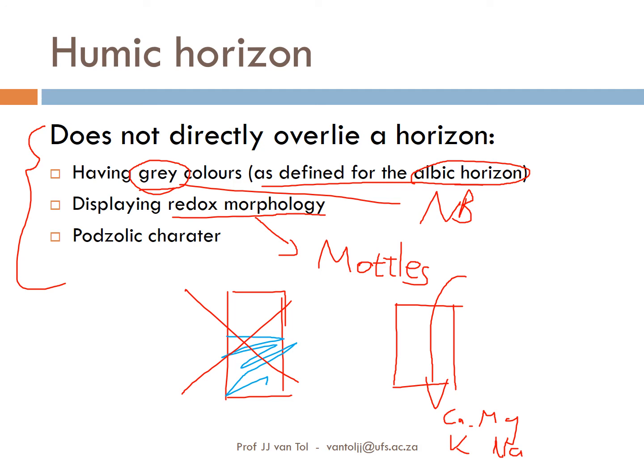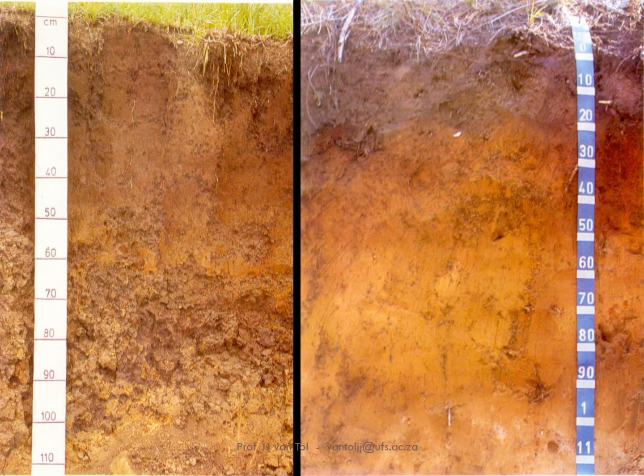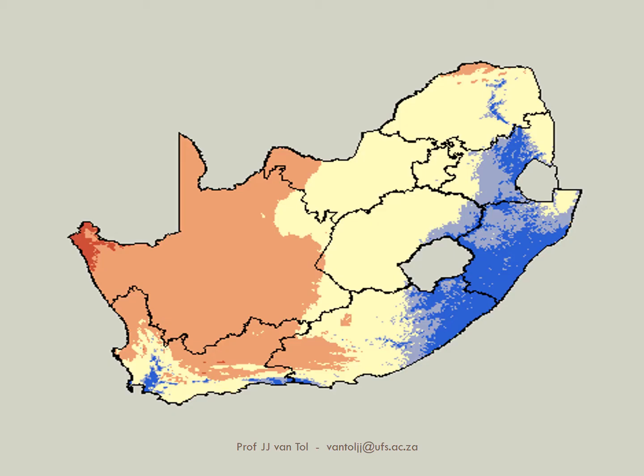So it's a unique horizon. Typically, normally dark colors because of a high organic carbon content. You're only going to find humic horizons, like I said, in the mist belt. So wherever you've got high rainfall along the escarpment and mist cold conditions, that is where you can expect a humic horizon.